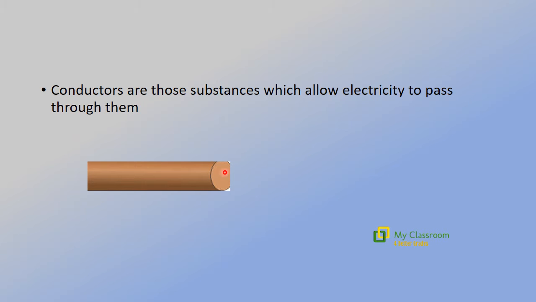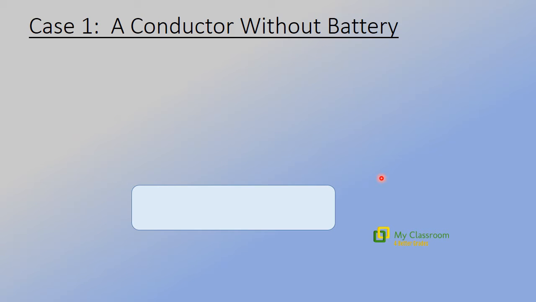Now in this lesson we'll be considering two cases. We'll see how these free electrons behave when they are subjected to an electric field, and we'll also see how these free electrons behave when they are not subjected to an electric field. So first we'll see this. That is how the free electrons in a conductor would behave when there is no electric field. So case 1, a conductor without an electric field.